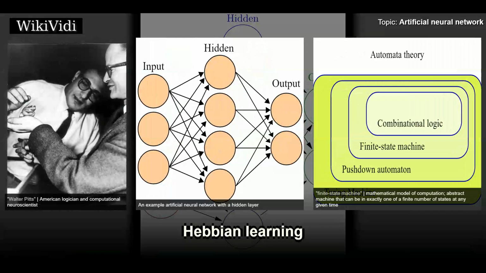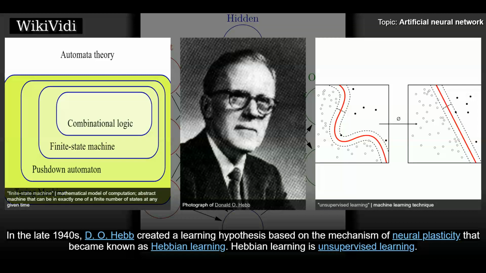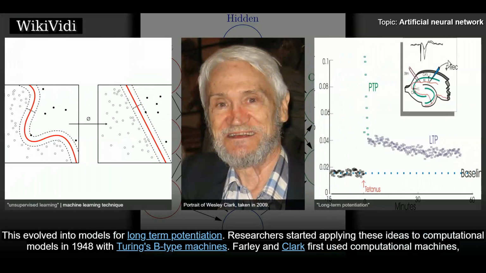Hebbian learning. In the late 1940s, Hebb created a learning hypothesis based on the mechanism of neural plasticity that became known as Hebbian learning. Hebbian learning is unsupervised learning. This evolved into models for long-term potentiation. Researchers started applying these ideas to computational models in 1948 with Turing's B-type machines.